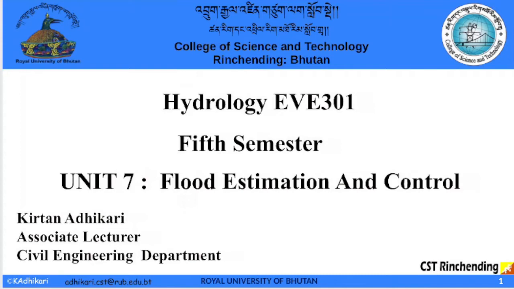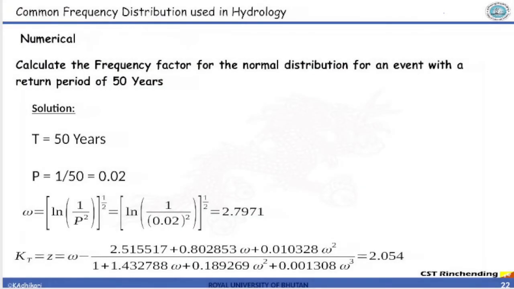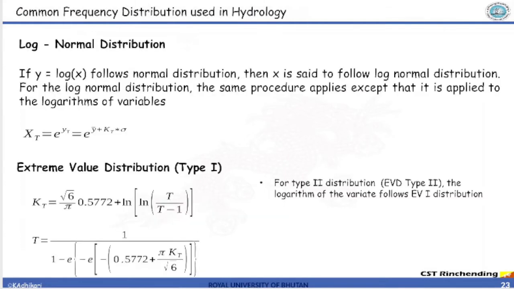We have been discussing the flood frequency method, and we have discussed various distributions. The primary distribution used is the normal distribution, and we have discussed it. Now let's go ahead and discuss the log normal distribution.